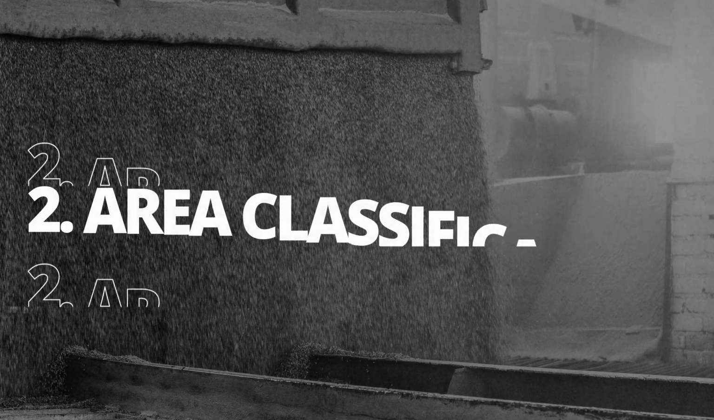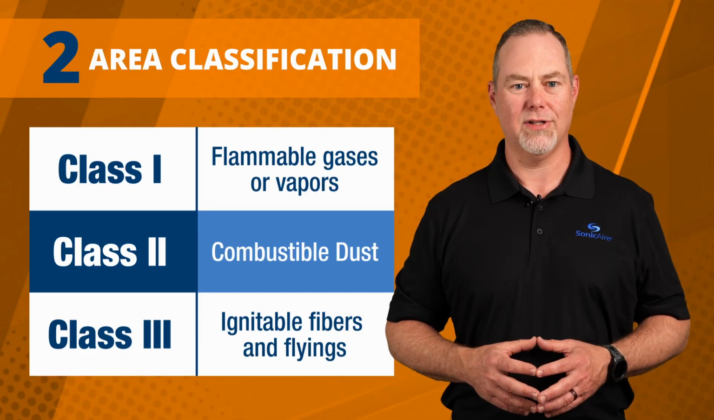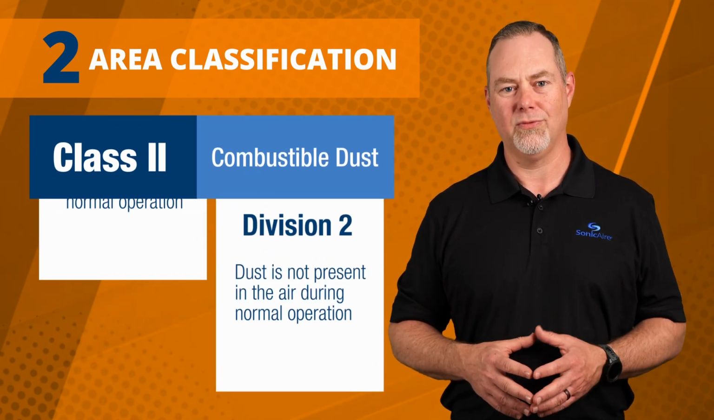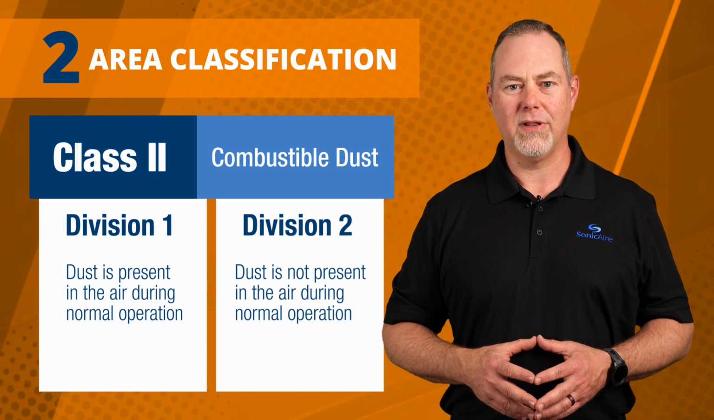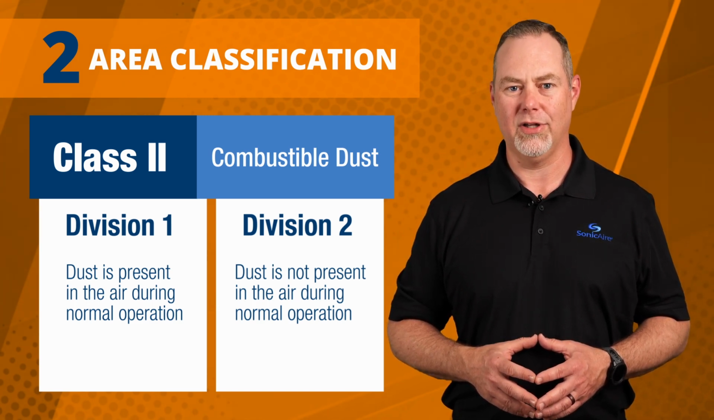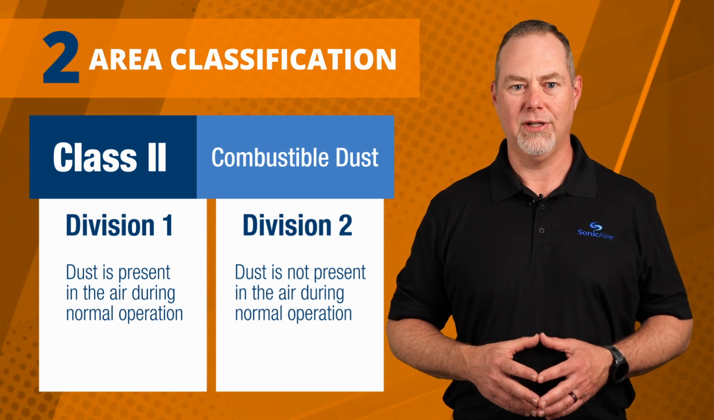Next, area classification. Is the area where the fans will be located considered a hazardous location, such as Class 2 Division 2 or even Division 1? We have options for both, but this impacts the type of SonicAire equipment we will supply and the type of electrical conduit that should be used.